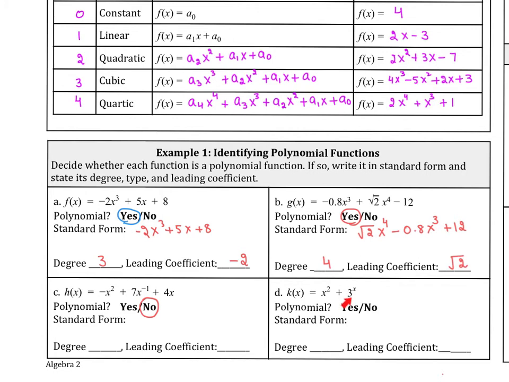But if you look at this one, 3 to the power x is an exponential function. This is not a polynomial function. A polynomial function is x to the power of a whole number, not a whole number to the power x. So that makes it no. So we're going to say no and not answer the rest of the questions.